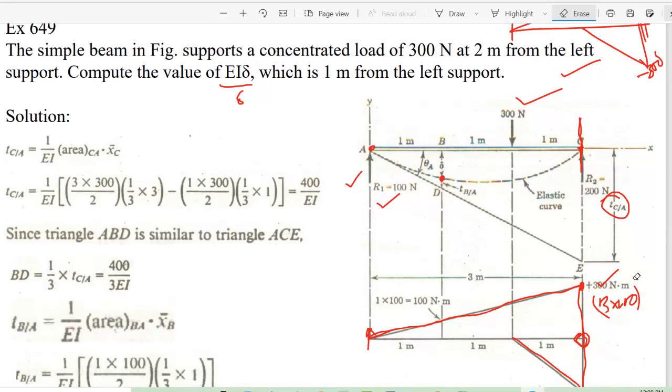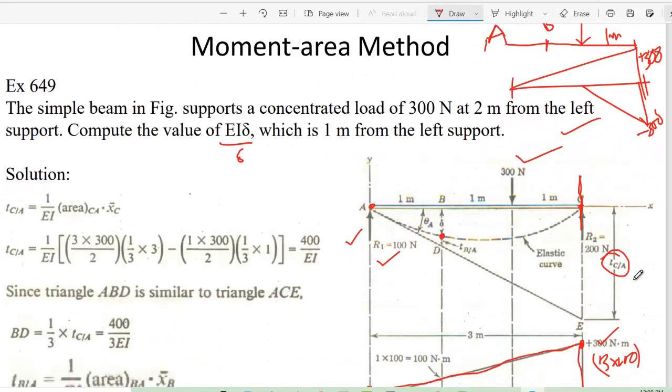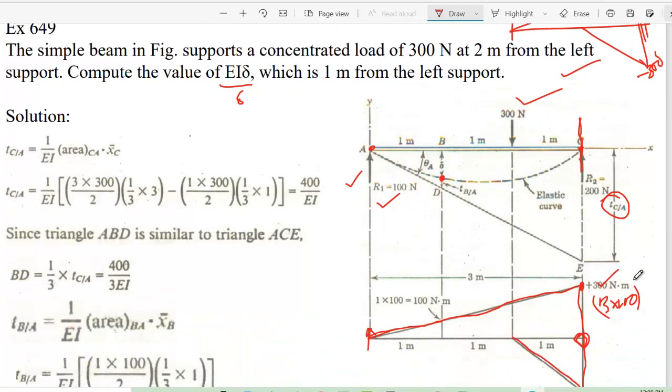So first of all, we target to calculate this del B. So we know by using the similar triangle technique that I have discussed here, we can find out this del B. So for that, we need T C by A and T B by A. So just use the formula T C by A and T B by A, as it is. We know formula T C by A is like this.